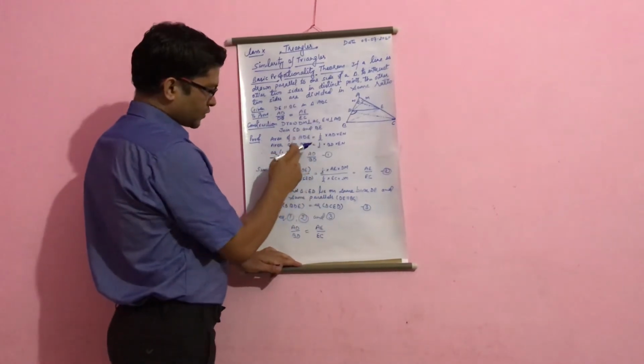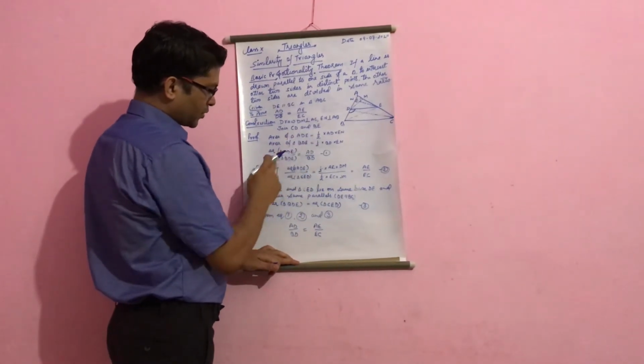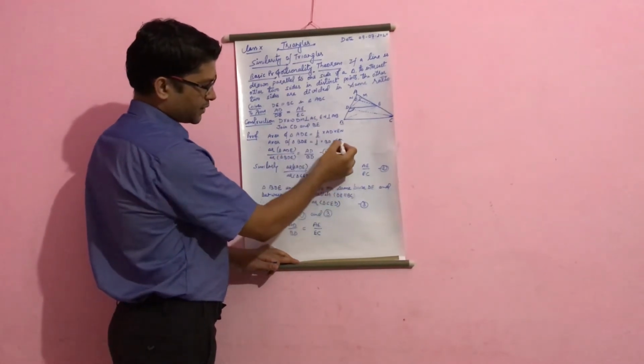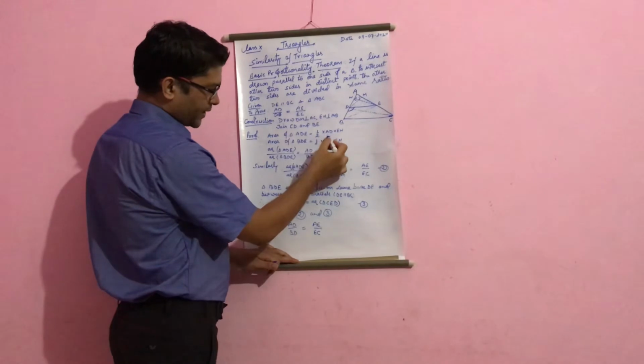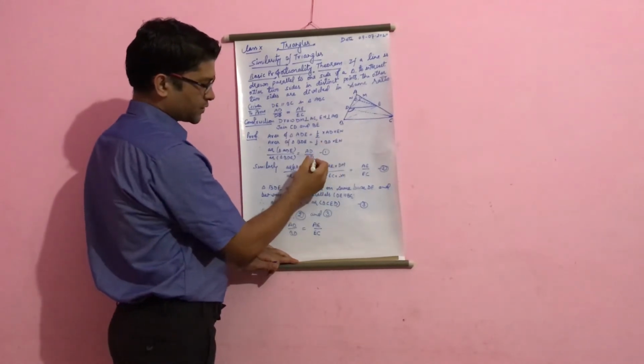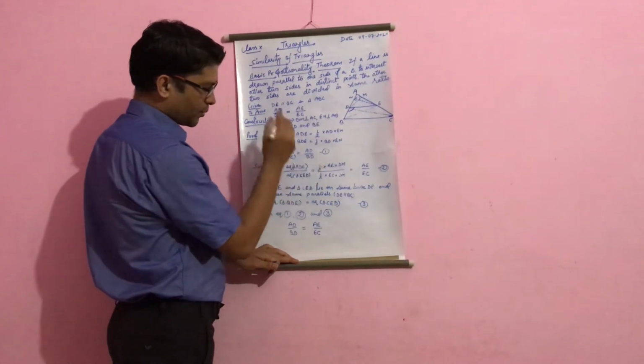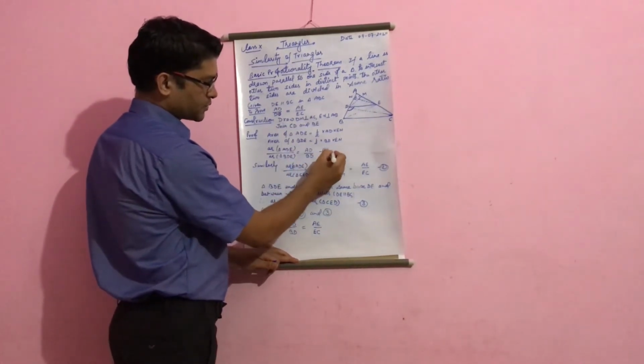Now if we take the ratio of these two, area of triangle ADE upon area of triangle BDE, then half and half cancel, EN and EN cancel, and it is AD upon BD. So this is the first equation. Area of ADE upon area of triangle BDE is equal to AD upon BD. First equation.